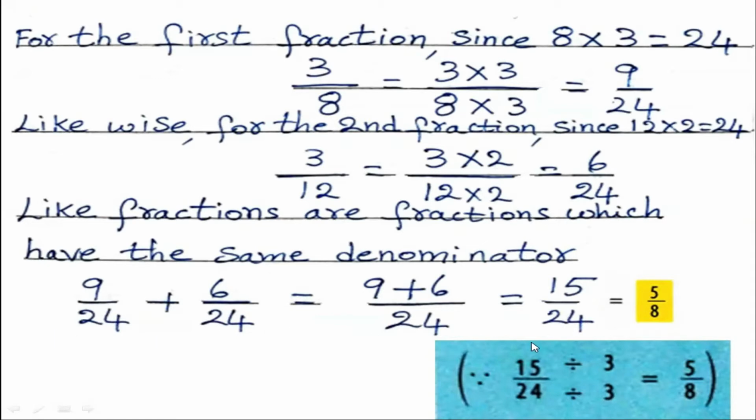To simplify 15 by 24, we have to divide by 3 as 15 and 24 will come in 3 table. So 15 divided by 3 is equal to 5. 24 divided by 3 is equal to 8. So our answer is 5 by 8.